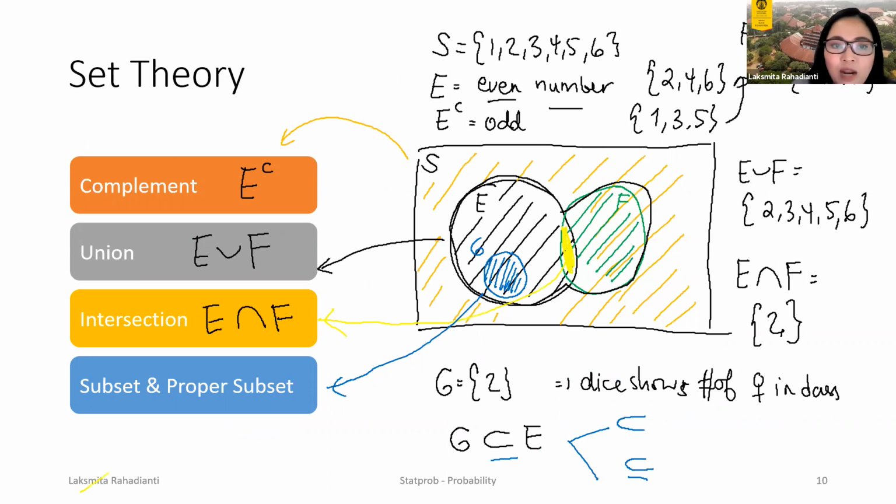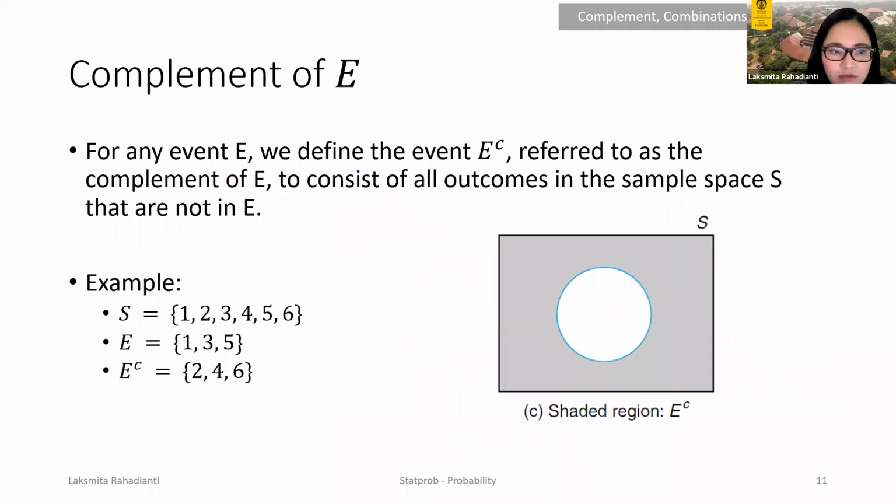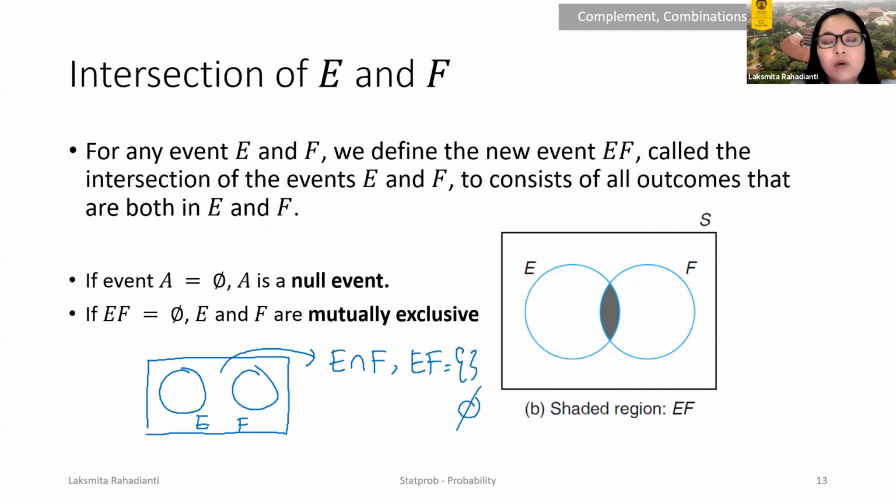However, when I'm considering E and F, E being the dice giving us an even number, and F, the dice giving us a prime number, these two events are not mutually exclusive. So these are the two special cases in the case of intersection.